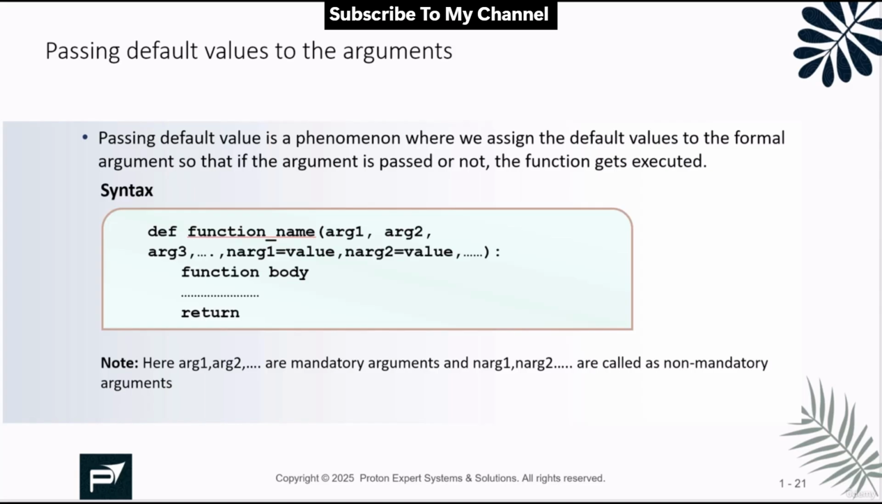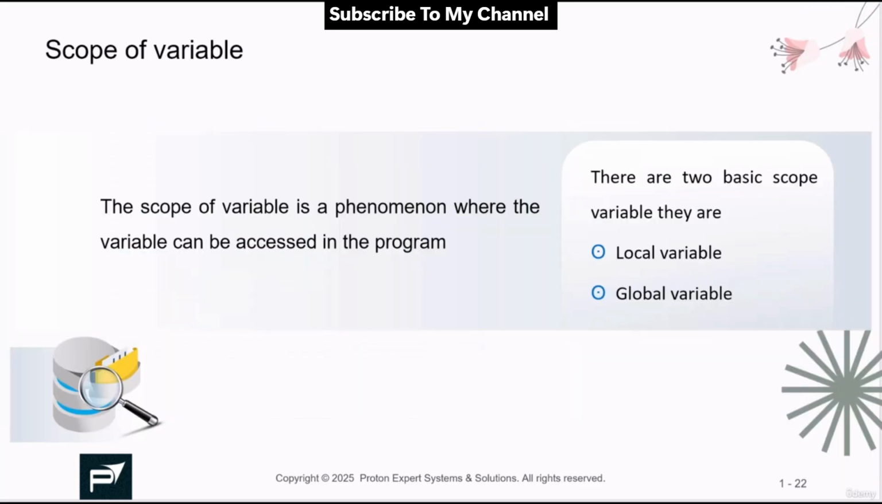What is scope of variable? The scope of variable is a phenomenon where the variable can be accessed in the program. There are two basic scope variables. They are local variable, which is accessible only within the function definition, and global variable, which is accessible throughout the program.